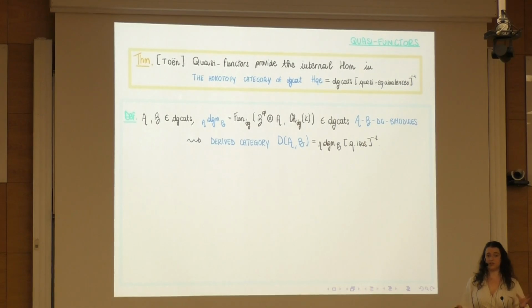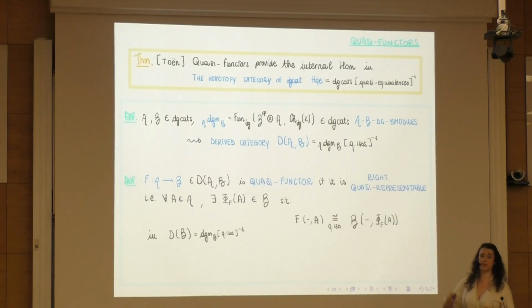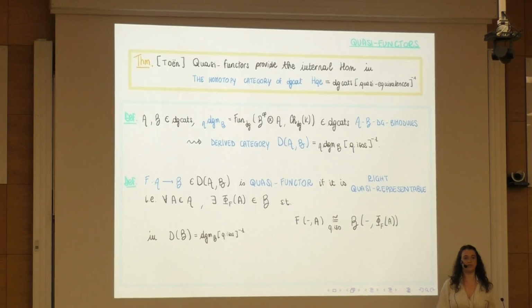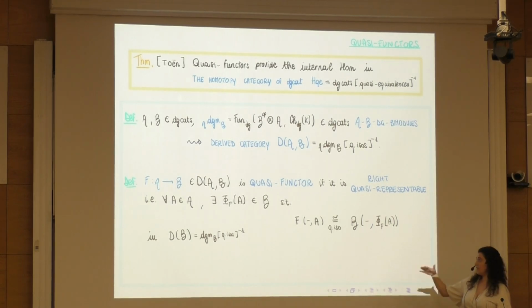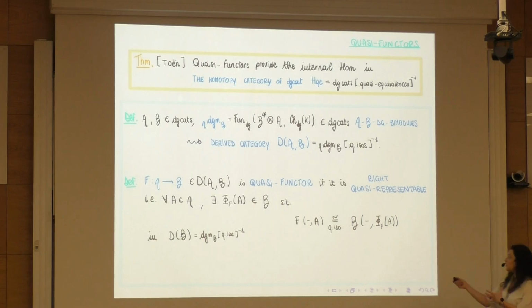Now, a quasi-functor is an element in this derived category which is right quasi-representable. So this condition requires, for any object A in A, that there exists an object phi_f of A in B such that the quasi-functor evaluated in A is quasi-isomorphic to the functor which is represented by phi_f of A in B. So basically a quasi-functor is an element in the derived category with this weak notion of representability.